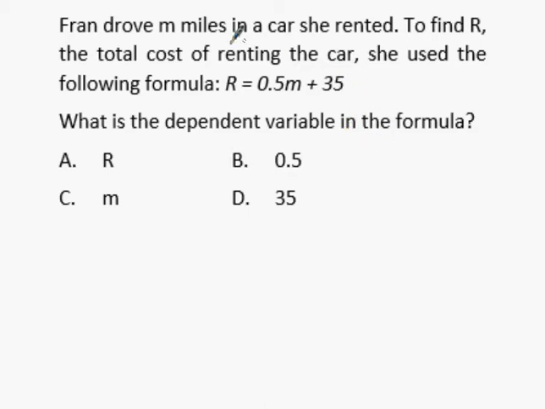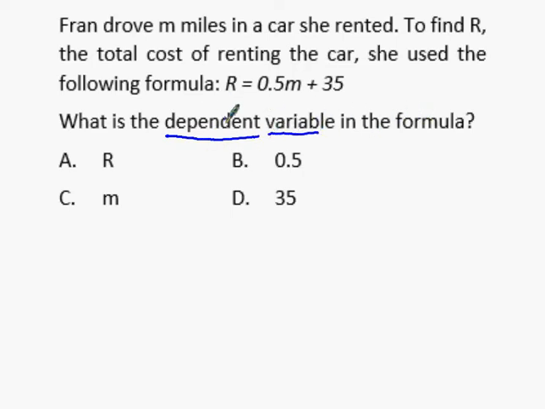All right, so it says that Fran drove M miles in a car that she rented. To find R, the total cost of renting the car, she used the following formula. R equals 0.5 M plus 35. And our job is to determine which of these answers is an example of the dependent variable in this formula.